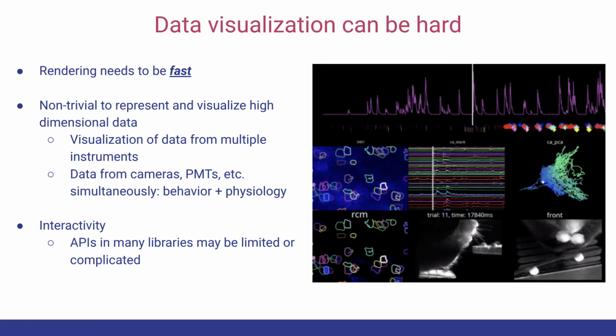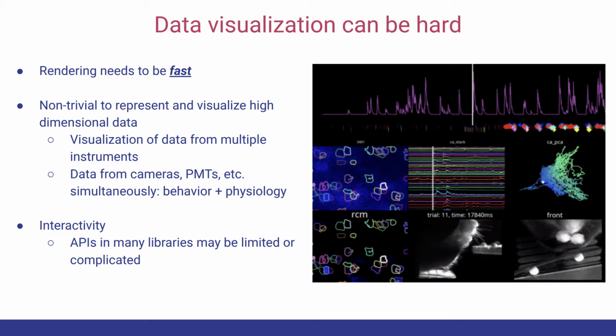Rendering needs to be fast, and a lot of times you have a lot of high dimensional data that you're trying to visualize, data from different streams. You might be looking at behavior, you might be looking at some electrophysiology or calcium imaging or whatever methodology you're using to collect your data. But all those things don't have the same sampling rate. They need to be visualized efficiently and easily, and that can be really challenging.